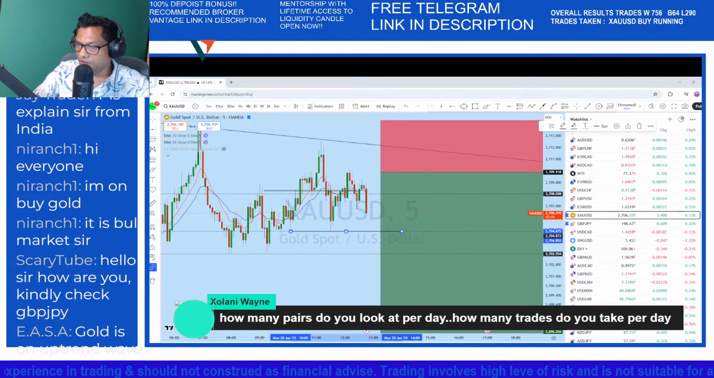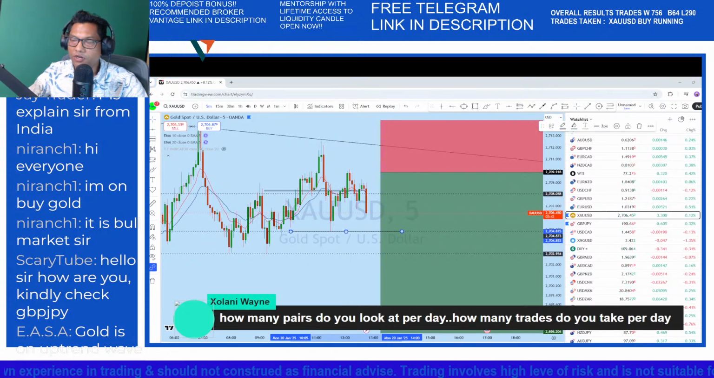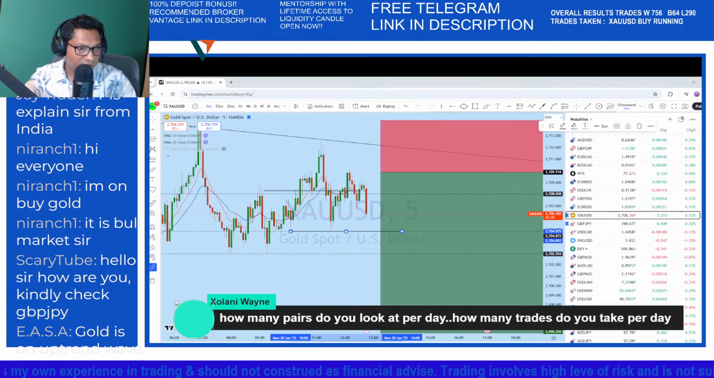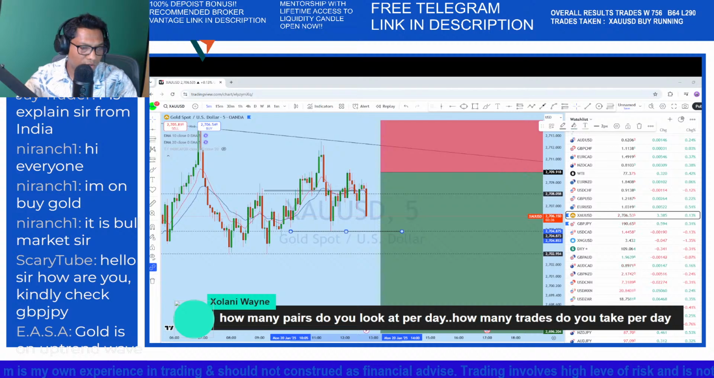Are you guys with me? So I've gone here, it has dropped the market to the support level, expecting it to come back here to create a new lower low.